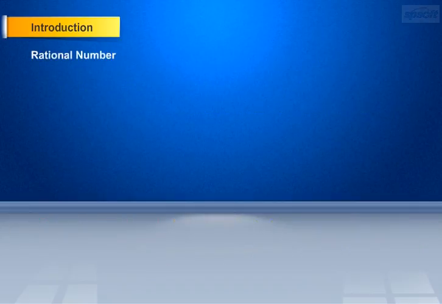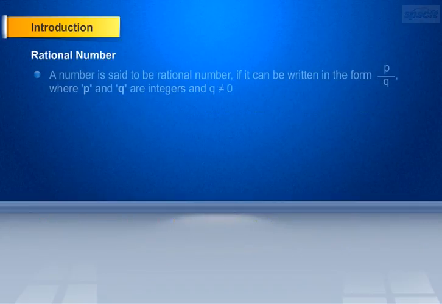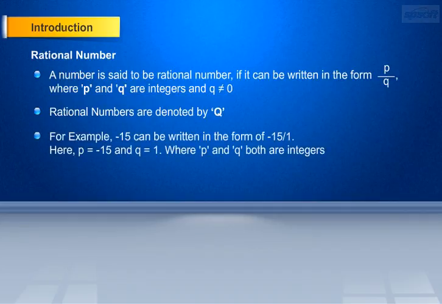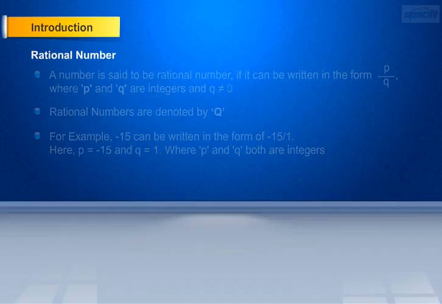So let's define, what do you mean by rational numbers? A number is said to be rational number if it can be written in the form p by q, where p and q are integers and q is not equal to 0. Rational numbers are denoted by the letter Q. For example, take -15. -15 can be written in the form of -15 by 1. Here, p equals -15 and q equals 1, where p and q both are integers. So we can say that all integers are rational numbers.